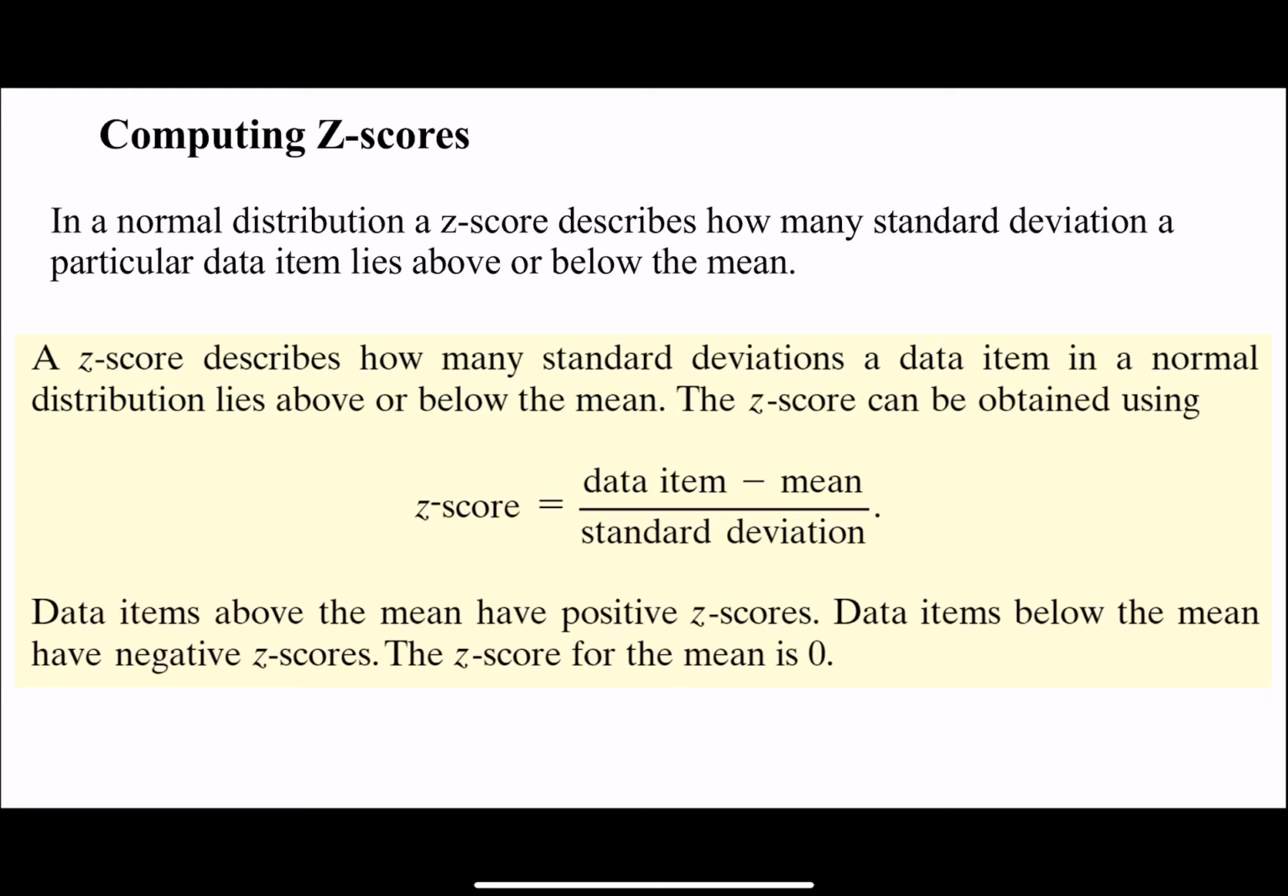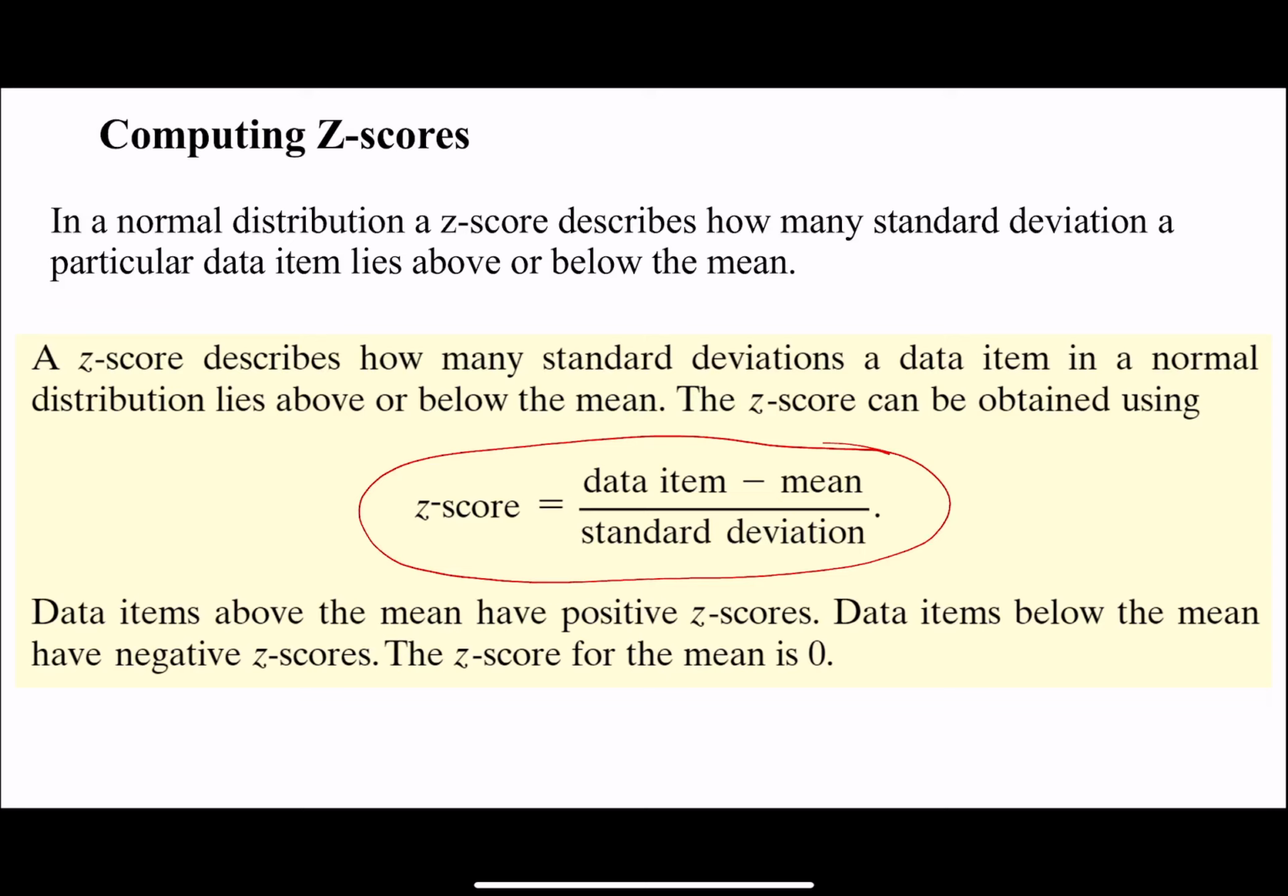So based on this definition, here is the equation for the z-score. Data item minus the mean value. We want to see how far a data item is from the mean value, and that distance in how many standard deviations. So z-score is your data item minus the mean value, over the standard deviation. The z-score tells you how many standard deviations a particular data item is above or below the mean value.